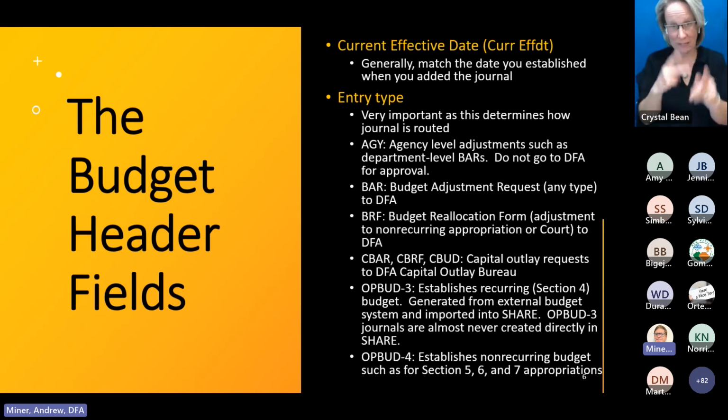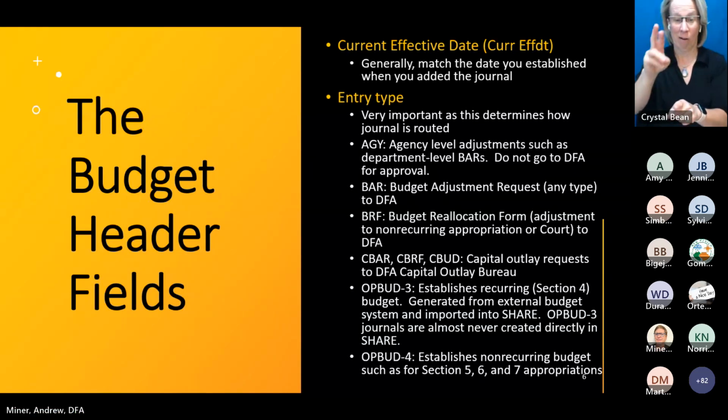Okay, so bar for any type of bar. BRF, again, for budget reallocation forms, like we talked about yesterday. C bars, CBRF, or CBUD, those are capital outlay requests for our capital outlay bureau, depending on the type.